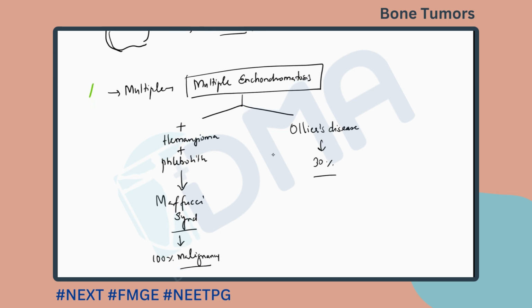So usually enchondromas occur in a solitary manner, but if they occur in a multiple manner, we call that multiple enchondromatosis. When multiple enchondromatosis is associated with hemangioma and phleboliths, it is called Maffucci syndrome. The other syndrome where you can get multiple enchondromatosis is Ollier disease. What is the importance of Maffucci syndrome? There is a 100% chance of malignant transformation. Very important. Okay.